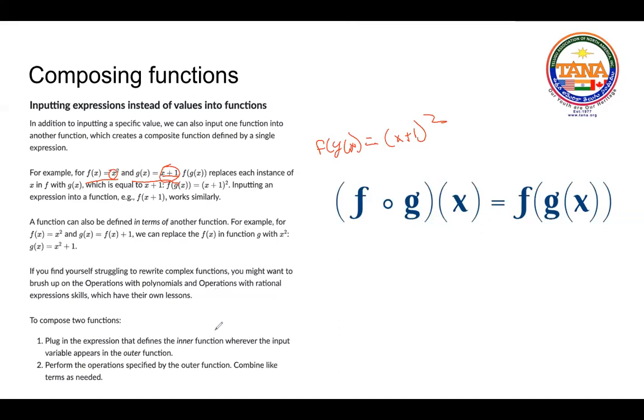A function can also be defined in terms of another function. For example, f of x equals x squared and g of x equals f of x plus 1. You replace the f of x in the function with x squared because that's what f of x is. So you get g of x equals x squared plus 1 instead of g of x equals f of x plus 1. These are functionally the same thing because f of x is equal to x squared.